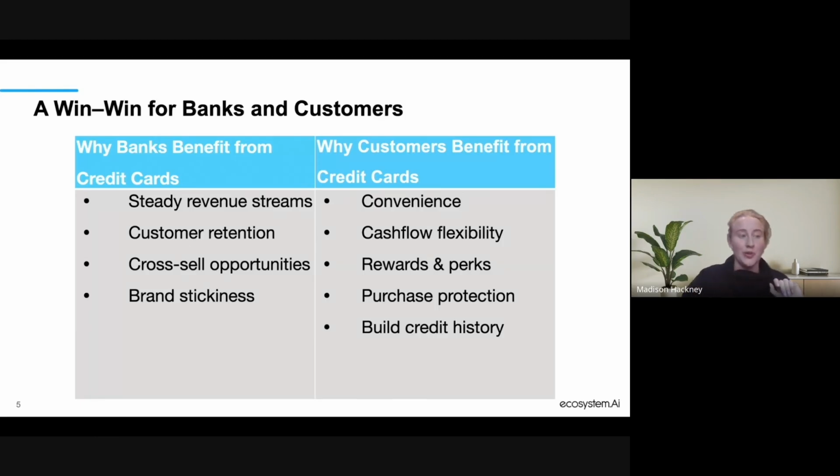Now, if we turn to why customers benefit from credit cards, I'm a young adult and I've had to learn about credit history and what it means to get a credit card. And I, for so long, had this view that a credit card means debt. You do not want to fall into credit card debt. It's a trap. You don't want to go into it. It's something you do when you have a hold of your finances. But when you actually come to understand credit cards and how you can make them work for you, you see that it's quite a beneficial tool.